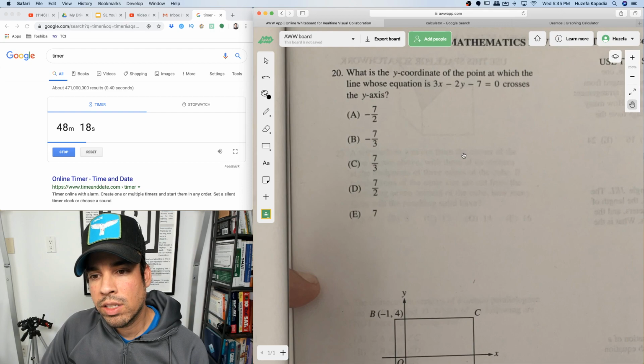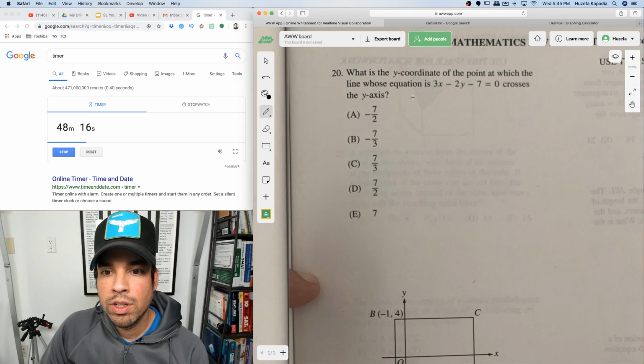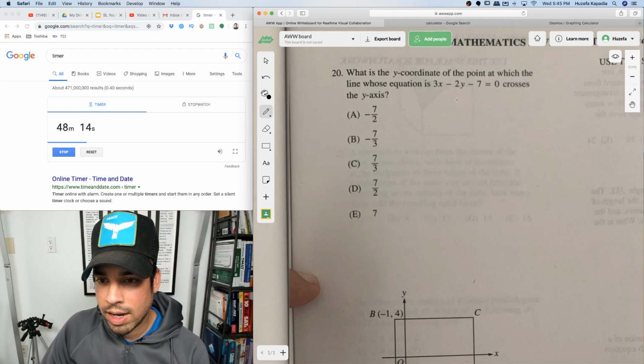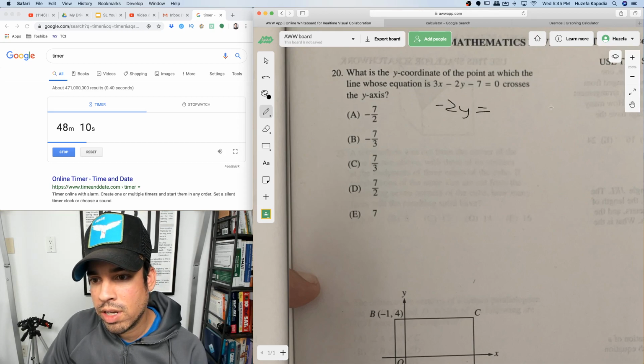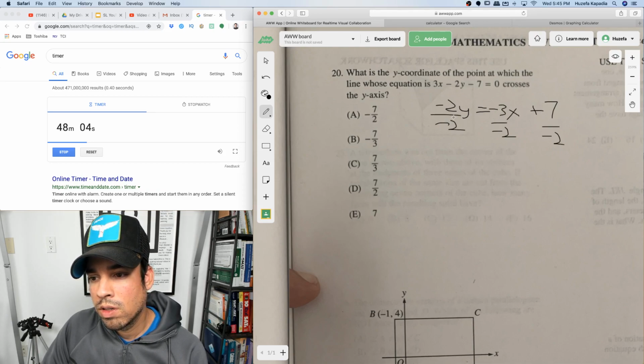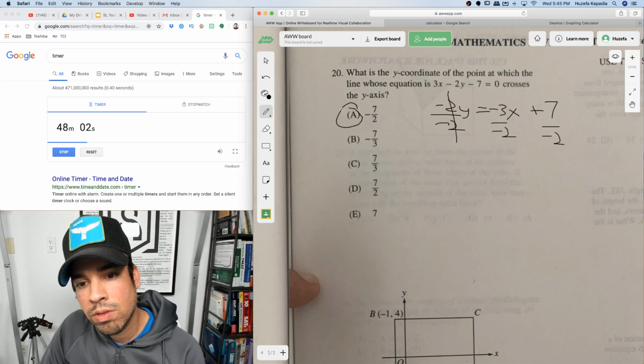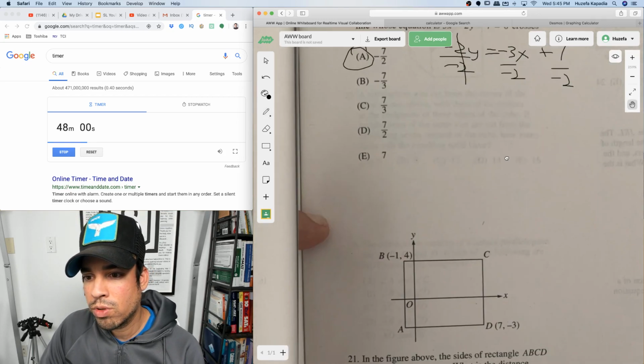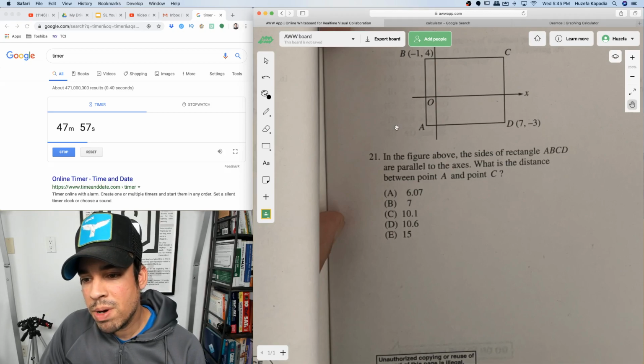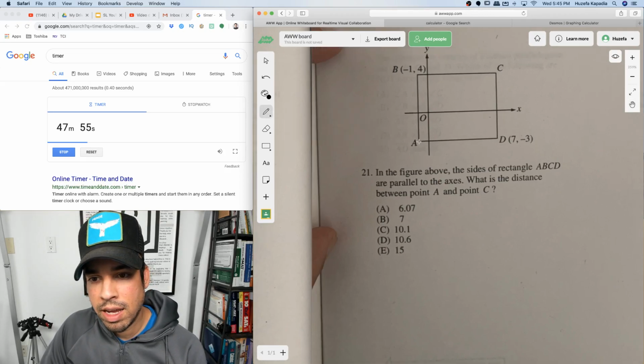Next, what is the y-coordinate of the point at which the line crosses the y-axis, aka what is the y-intercept? Isolate y. Negative 2y equals minus 3x plus 7, divided by negative 2. It's negative 7/2. Done. That's the y-intercept. Slope is 3/2.